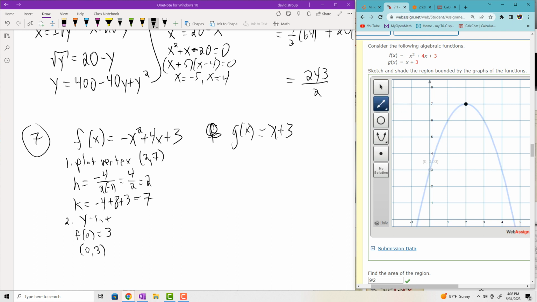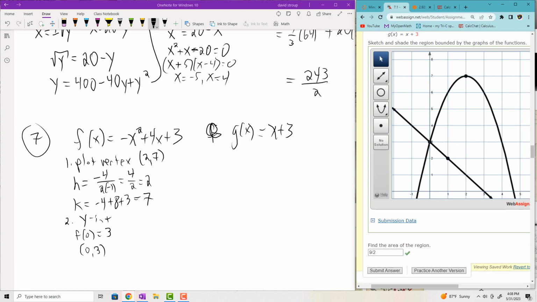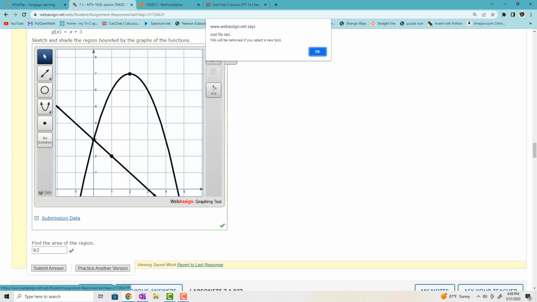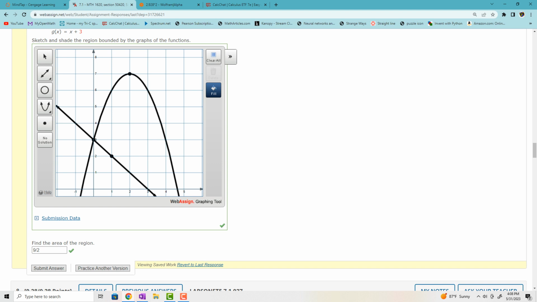I'll start at the y-intercept, which is 3, and then I'm going to use a slope, down 1, over 1, to get to the next point. Click off of it to make it go black. And then to get the appropriate region, go over here to this paint bucket, fill, click on that, and then fill in the area. And that should be your graph.